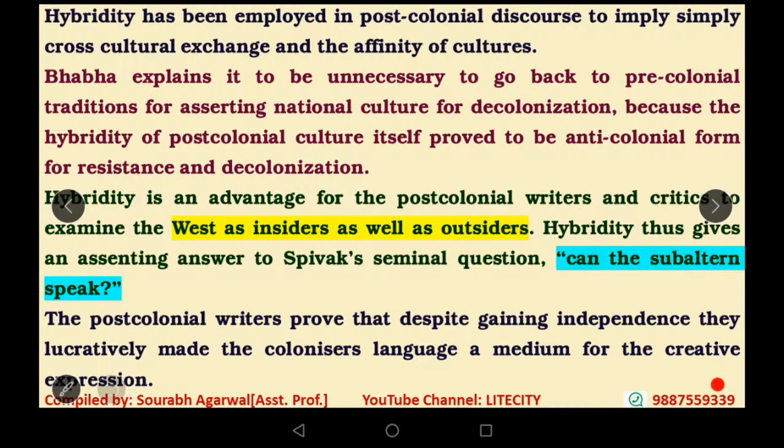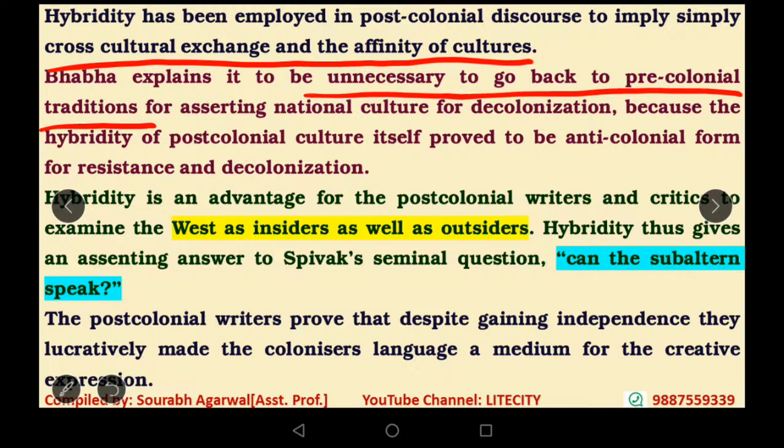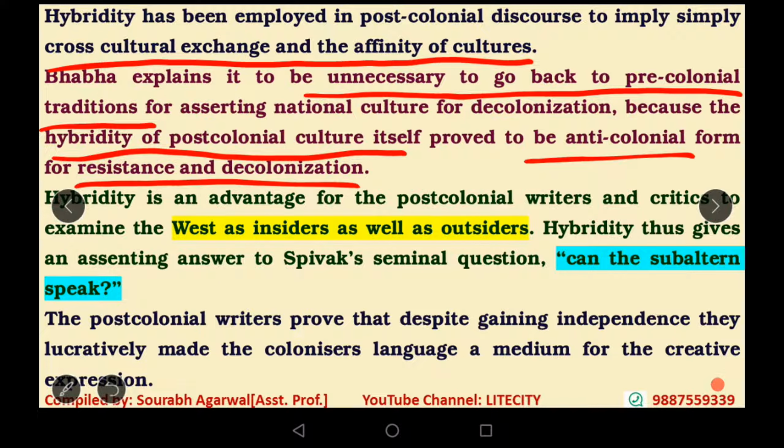Now, hybridity has been employed in post-colonial discourse to imply simply cross-cultural exchange and the affinity of cultures. And Bhabha says that it is unnecessary to go back to the pre-colonial tradition. Now, after political independence, there are many scholars who say that we need to clean up all the empire's signs. We have to re-establish the pre-colonial pristine stage, but Bhabha considers it to be both unnecessary and unfeasible. He says that the hybridity of post-colonial culture itself proved to be anti-colonial. This hybridization doesn't mean impurity for the culture. It is also a form of resistance and decolonization.